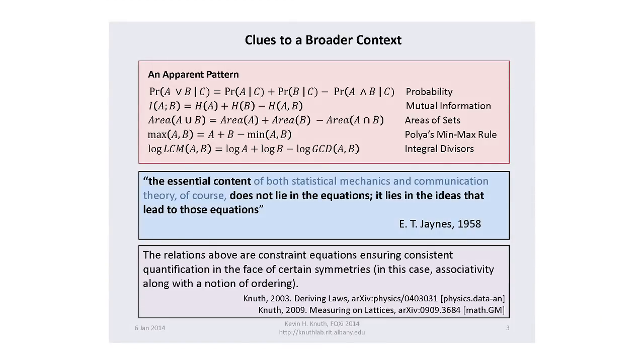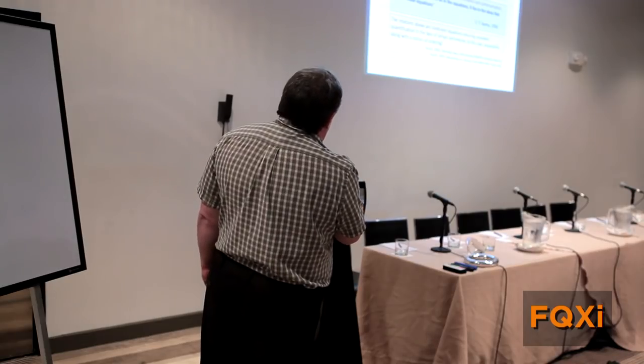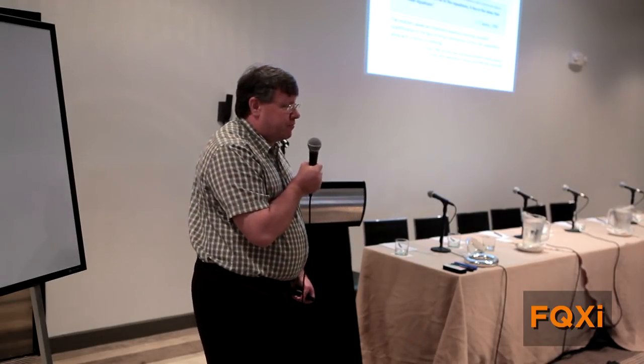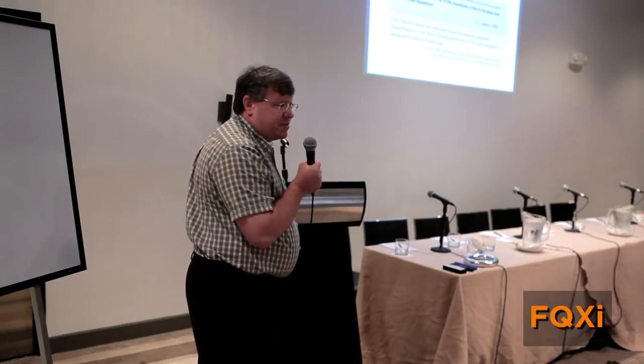So here's some clues to a broader context. Here's a nice pattern. The first line is the sum rule from probability theory, which most of you probably recognize. The second line is the definition of mutual information.